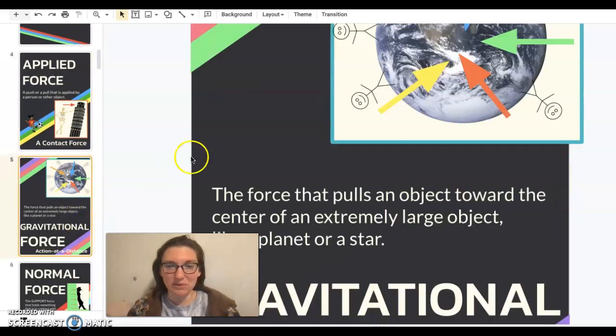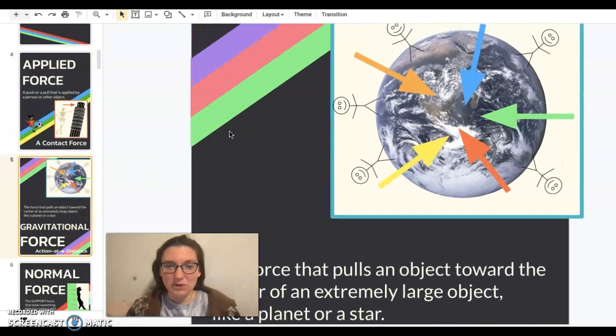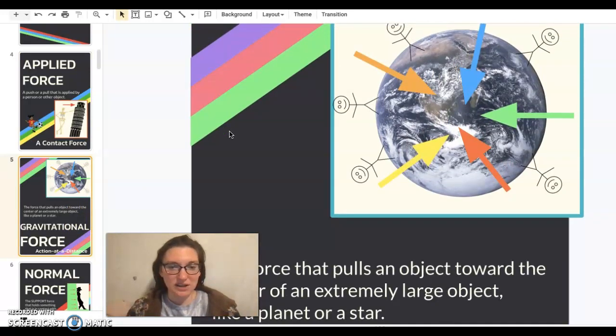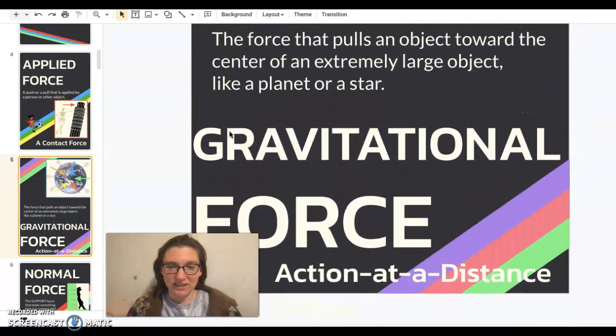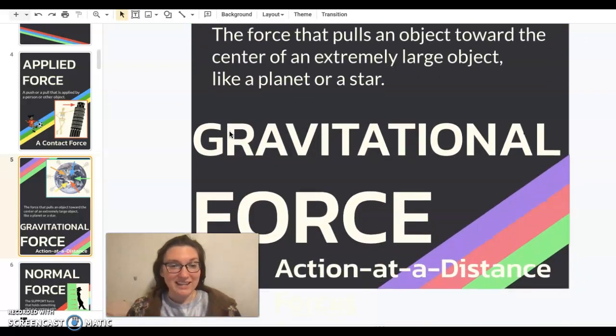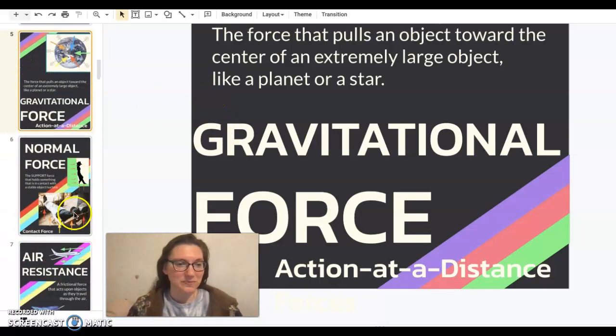We have the force of gravity, which is the force that pulls an object toward the center of an extremely large object, like a planet or a star. Gravitational force. And that is a non-contact force. It's an action at a distance force, because if you think about it, if you jump up in the air, you're not touching anything, but gravity is still acting on you, right? It's pulling you back down.